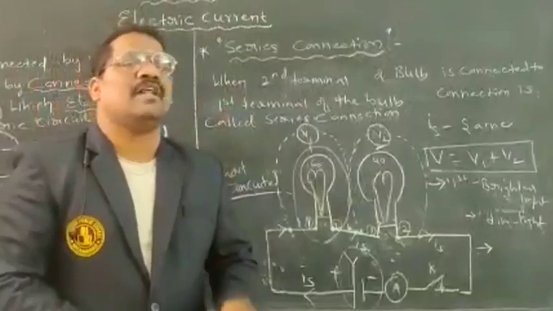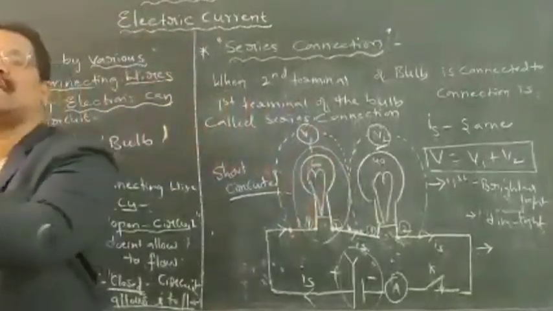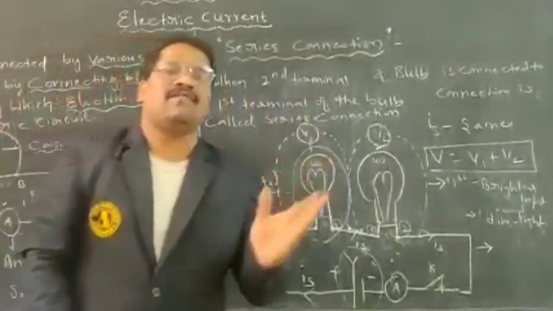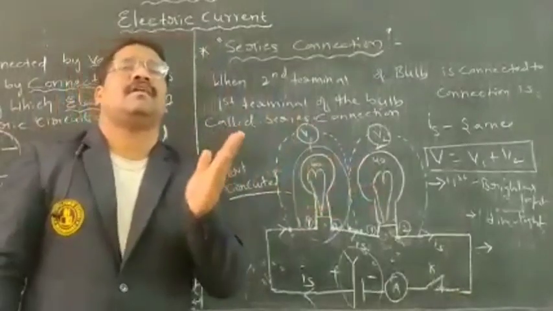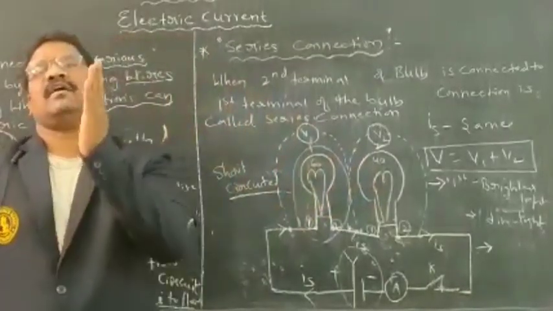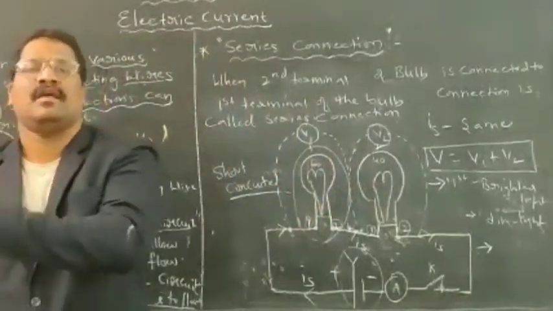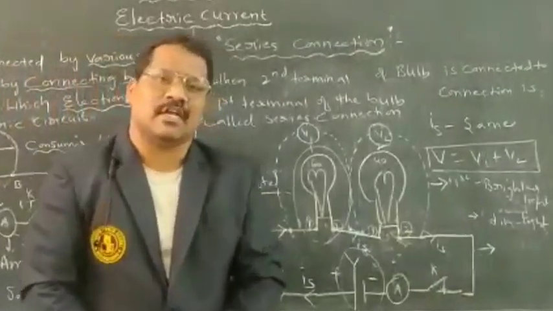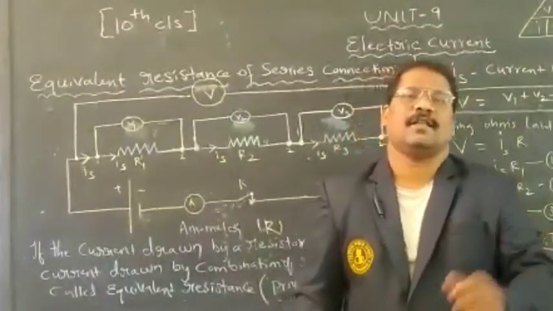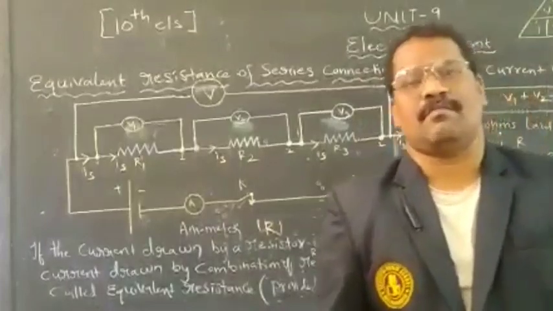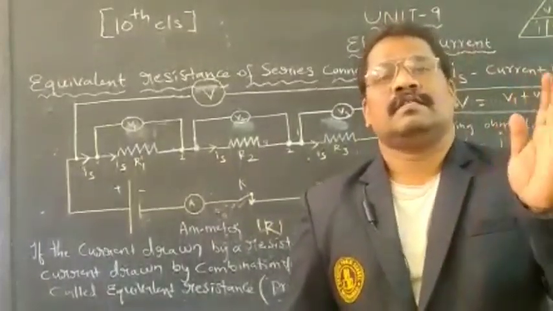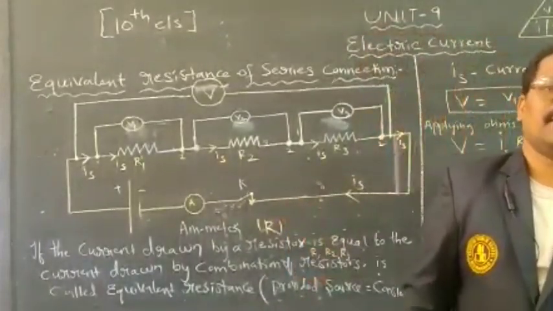And the next topic is what? Equivalent resistance of series connection. We'll see it up. After that, parallel connection. Then afterwards, equivalent resistance of parallel connection also. We'll see it up. Okay, children, just now we have completed the series connection concept.